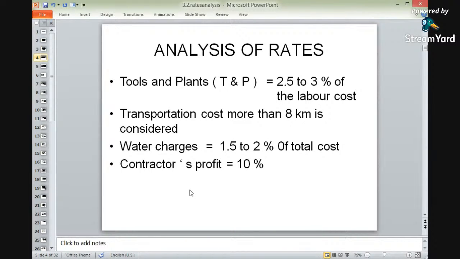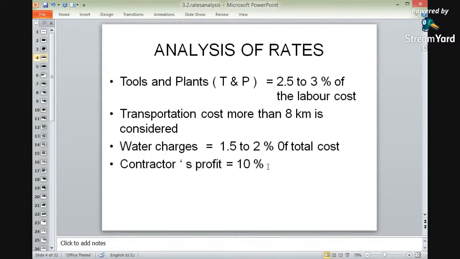Again, engineer's profit or contractor's profit is taken as 8 to 10%. In some cases we take it directly as 10%. The range for this contractor's profit is 8 to 10%. So we can take 8% or 10%, but in most of the numericals it is taken directly as 10%. So these are the percentages taken into consideration while calculating the items of works.